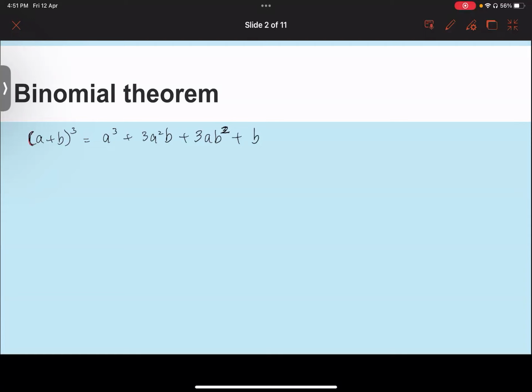So this was easy for us to find, but we started facing problems when we had to do, like, a plus b the whole raised to 5 or a plus b the whole raised to 6. Okay, so we found difficulty in solving for such higher powers. When we were expanding, we saw that there were a few rules that were being followed.